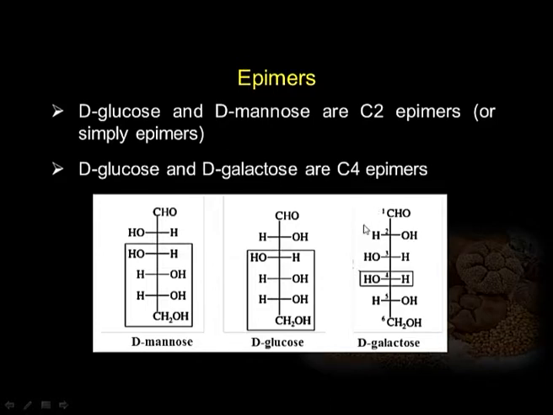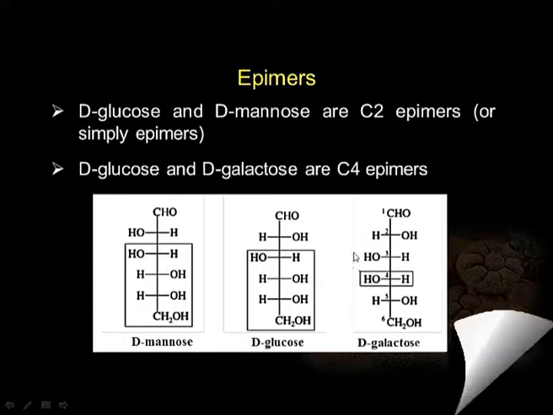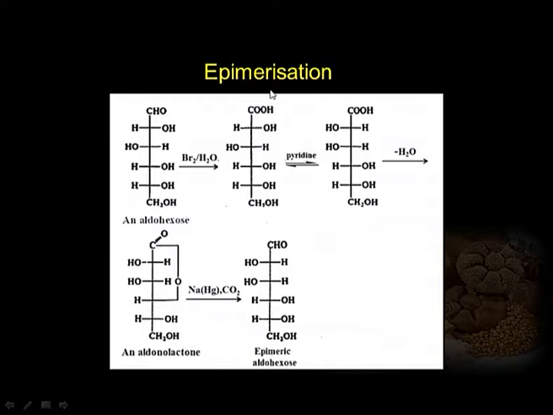Chemically we can convert one aldose into its epimer, and this process is called epimerization. The process of epimerization can be carried out as follows: first the aldose which is to be taken is oxidized with a mild oxidizing agent, that is bromine water, into the corresponding aldonic acid, a monocarboxylic acid. And this monocarboxylic acid is treated with pyridine, and in the presence of pyridine an equilibrium will be established.